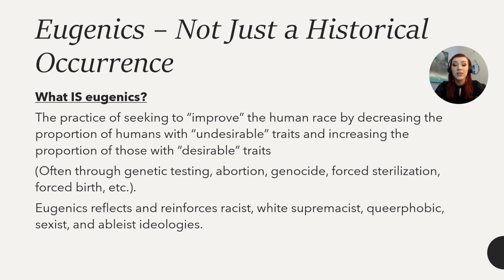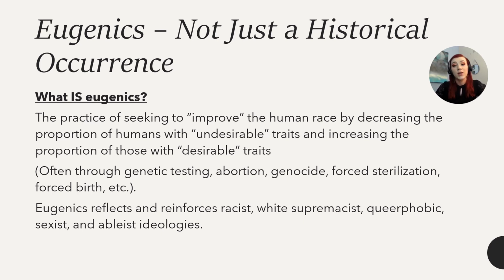One definition is that eugenics is the practice of seeking to improve, in air quotes, the human race by decreasing the proportion of humans with so-called undesirable traits and increasing the proportion of those with so-called desirable traits. A lot of the time, eugenics is carried out through things like genetic testing, abortion, often forced abortion, genocide, forced sterilization, forced birth, and so on. Of course, all of these are really horrible things that nobody should ever have to go through, but we do have a long history of these kinds of practices in the United States and worldwide.